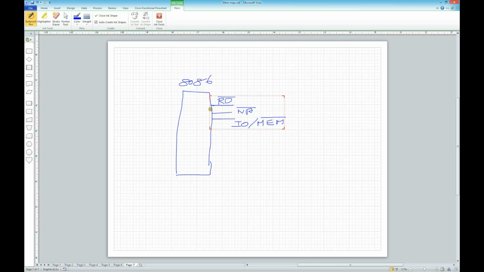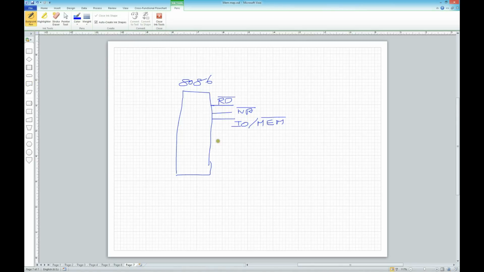So let's talk about an 8086 CPU in general. Here we have an 8086 CPU, and the main signals I would like to focus on are three signals coming out of the CPU. One is read, active low. Next is write, active low. And you have an I/O slash mem bar. These three signals indicate to the rest of the system what it should do with the transaction coming out of the CPU.